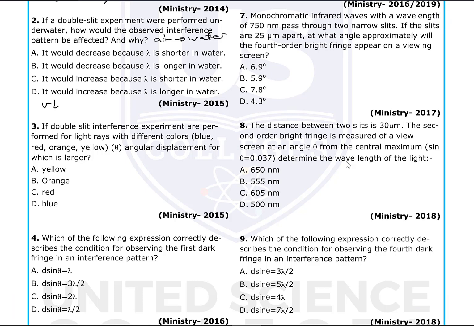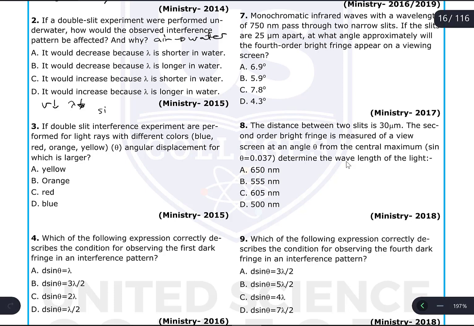Its frequency of light does not change. If speed decreases, wavelength also decreases when the light passes from air to water. If wavelength decreases, what happens to the fringes?